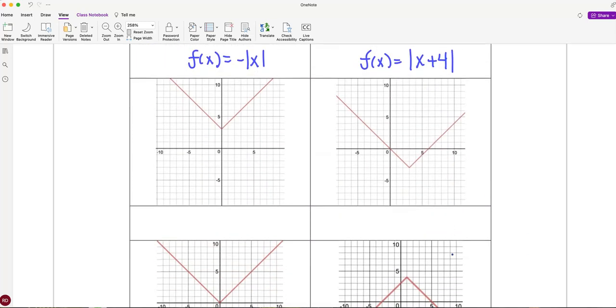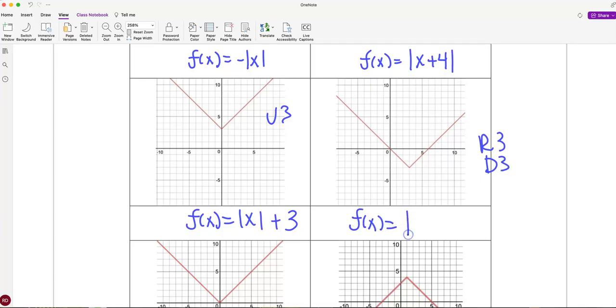The next one is the absolute value. The only thing that happened was it moved up 3. So this is f of x equals the absolute value of x plus 3. Now the next one, a couple of things going on. It looks like it moves what? Right 3 and down 3. So f of x equals the absolute value. To move it right 3, that's a minus 3, and down 3, minus 3 outside the function.